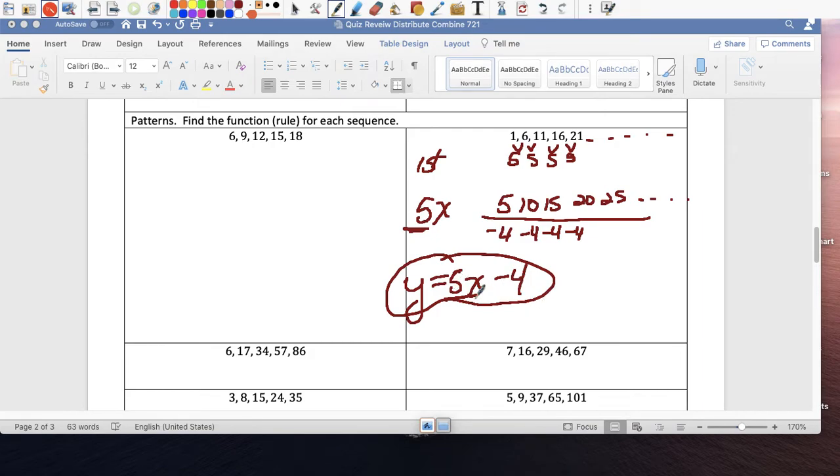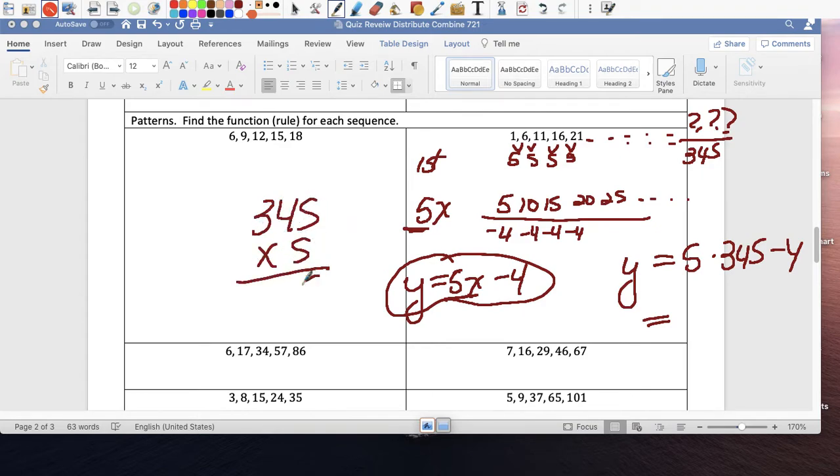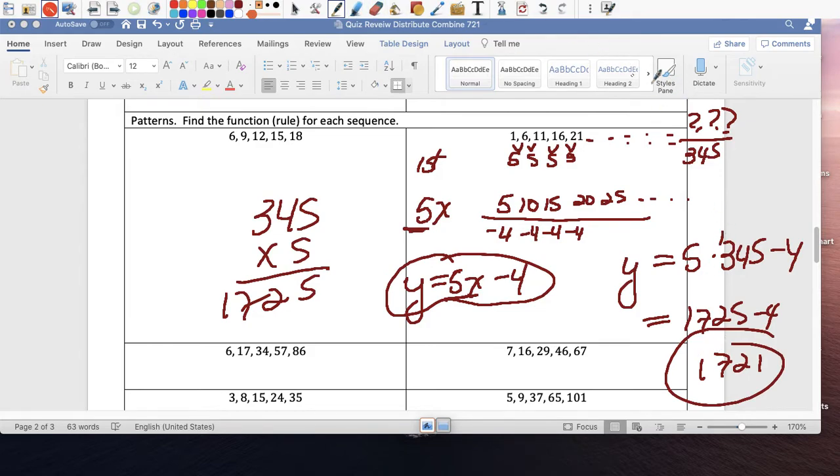So again, if I wanted to find, let's say, the 345th number in the sequence, you're not going to write 1, 6, 11, 16, 21, 26, 31, etc. You're not going to do that 345 times. Rather, you'd much rather use this. So it would be 5 times 345 minus 4, and I have no idea why I picked such a big number. It's just to show you that 5 times 345 is 1725, minus 4 would be 1721. So the 345th term in this sequence would be 1721.